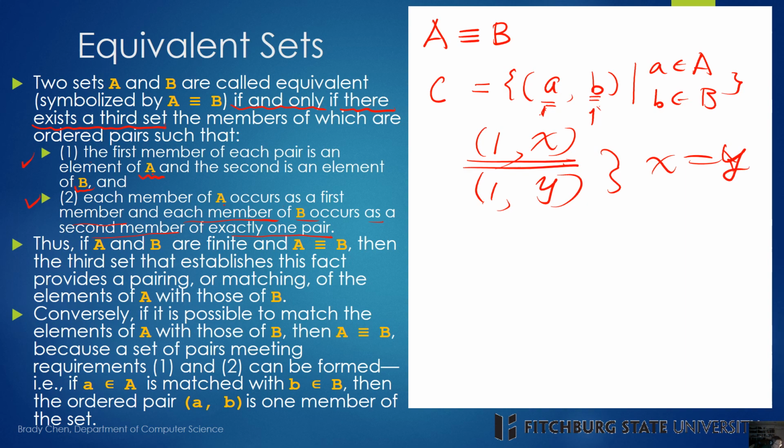So if A and B are finite and A is equivalent to B, then the third set that we established provides a pairing or matching of the elements of A with those of B. So that's called the equivalence.